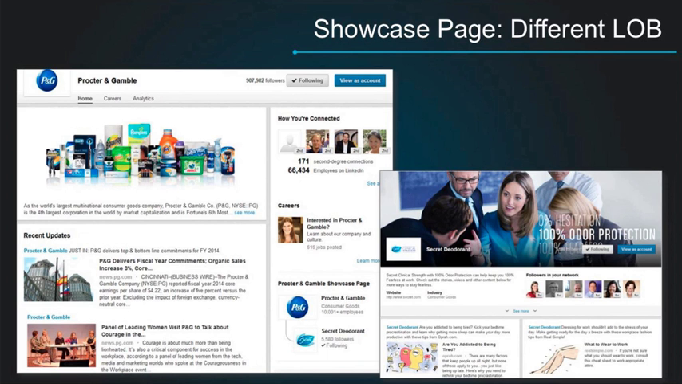Here's an example of a brand who leveraged a showcase page to illustrate a different line of business. And as you can see, Procter & Gamble on the left is the company page or parent page in this case, but they have different lines of business that very much have their own identity. For example, Secret Deodorant. And you'll see that on the right, they created a showcase page to represent this line of business. Secret does a great job of leveraging the showcase page to reflect the brand, and that really comes through in the imagery that they use as well as the content that they share.